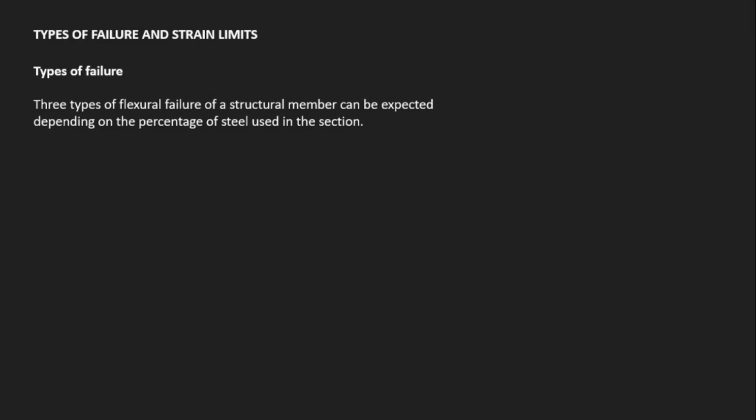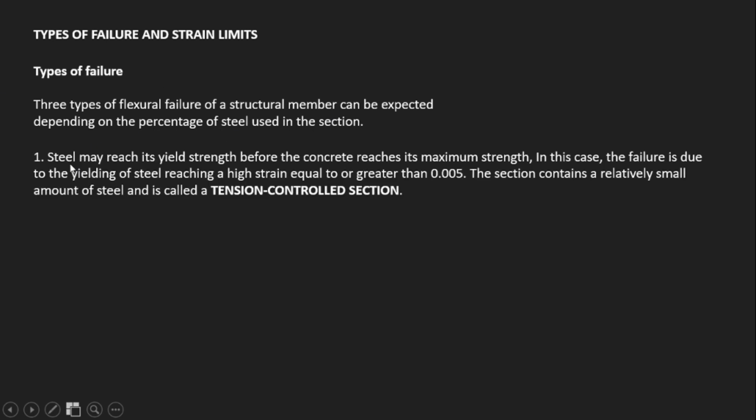So, unahin ko muna guys yung types of failure and strain limits. There are 3 types of flexural failure of structural member, and this can be expected depending on the percentage of steel used in the section. So number 1, steel may reach its yield strength before the concrete reaches the maximum strength. In this case, the failure is due to the yielding of steel reaching a high strain equal or greater than 0.005. The section contains a relatively small amount of steel and it is called tension-controlled section.